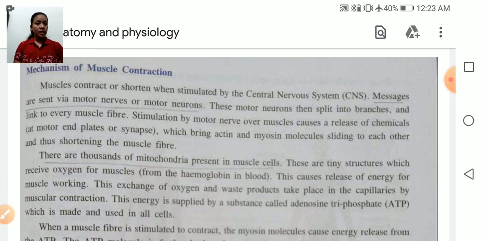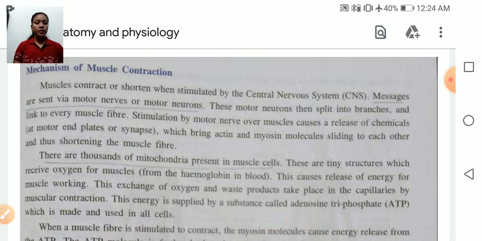The motor neurons then split into many branches, and each branch is linked to every muscle fiber. Messages are sent through motor neurons. The motor neurons split into many branches, and each branch is linked with the muscle fibers, each and every muscle fiber stimulated by the motor neuron.